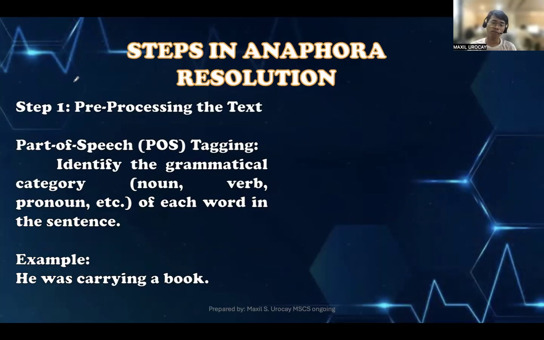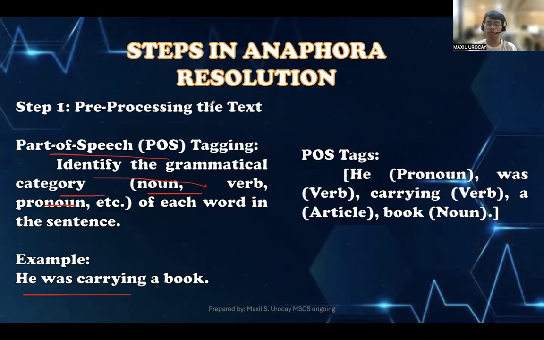The second step will be part of speech tagging, as we have learned in the report of Miss Azinet and Mr. Josh. They were able to identify the grammatical category, like the noun phrase, the verb phrase, the pronoun, etc., of each word in the sentence. Say, for example, He was carrying a book. We can definitely deal with he as a pronoun, then was as a verb, because it is a linking verb or an auxiliary verb, and carrying is also a verb. A is the article, and book is a noun.